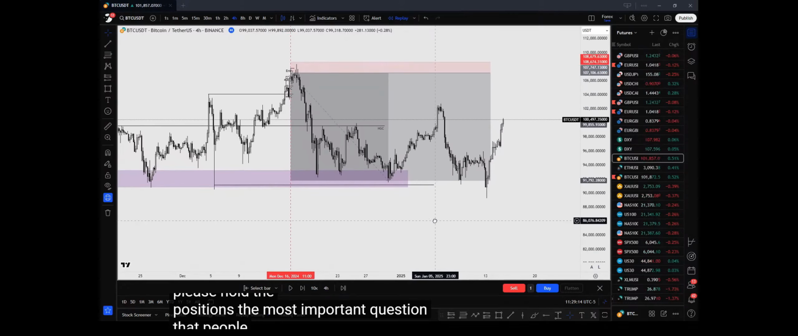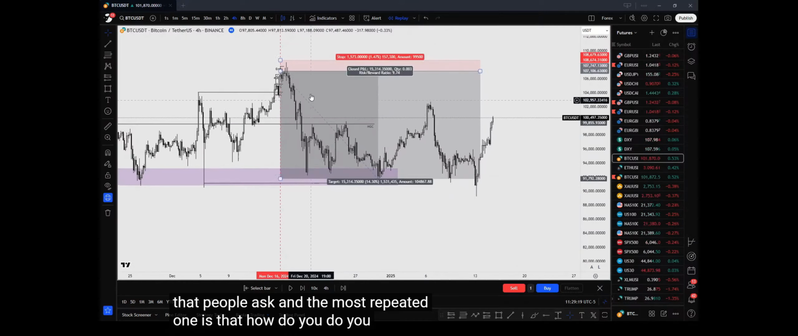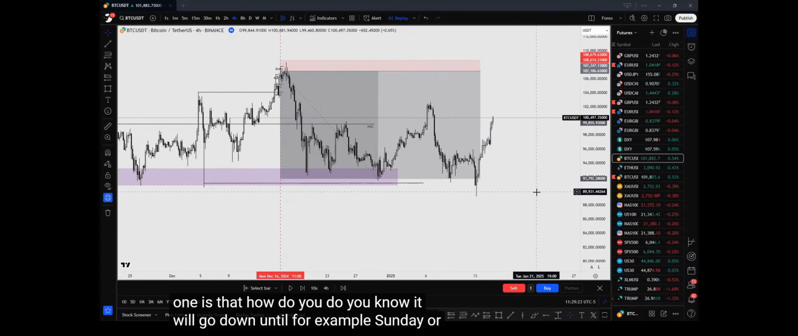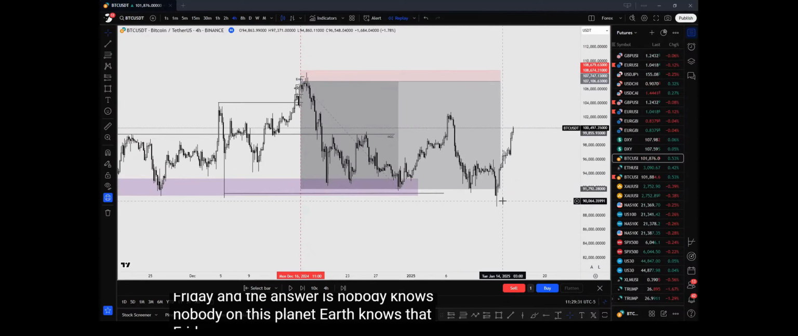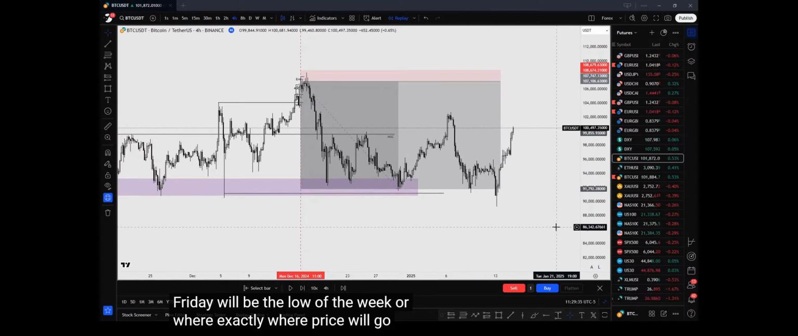The most important question that people ask, and the most repeated one, is how do you know it will go down until, for example, Sunday or Friday? And the answer is nobody knows. Nobody on this planet Earth knows that Friday will be the low of the week, or where price will go. But you have to trust yourself.